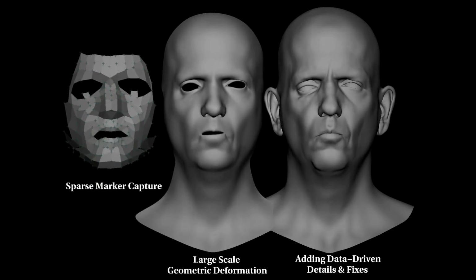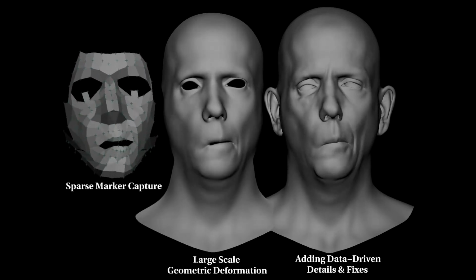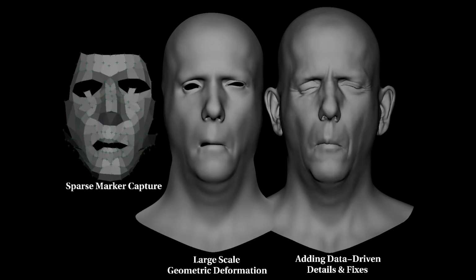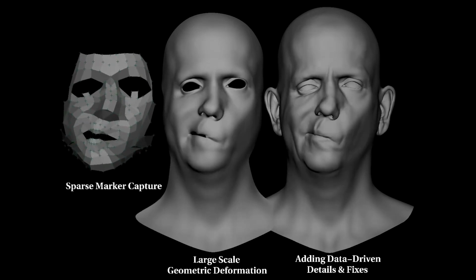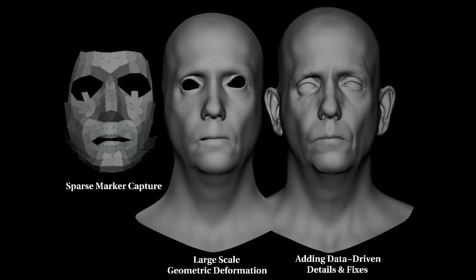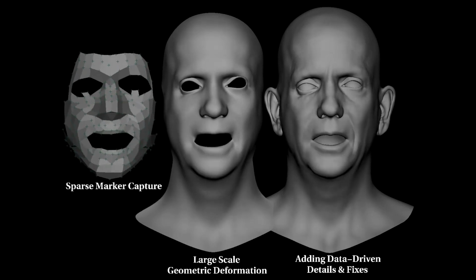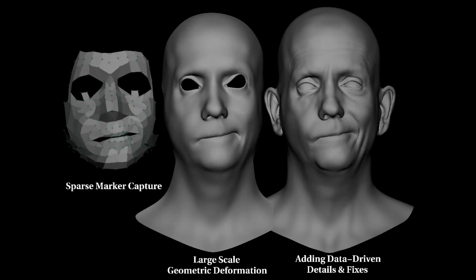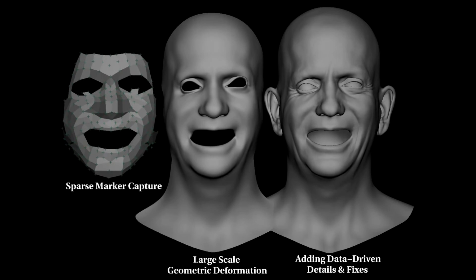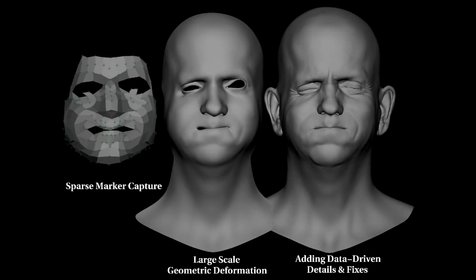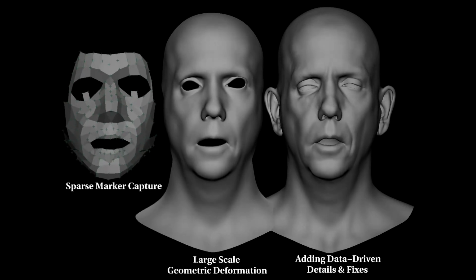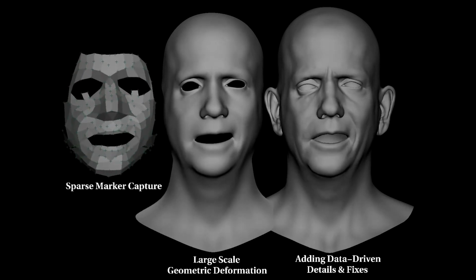And once we have the shape space built, we are going from the sparse marker capture to the large-scale geometric deformation using just geometry processing algorithms. But now the shape space that we built out of the training data is being used to add some really crucial details like the wrinkles and the skin folds. There are some volume corrections also happening.